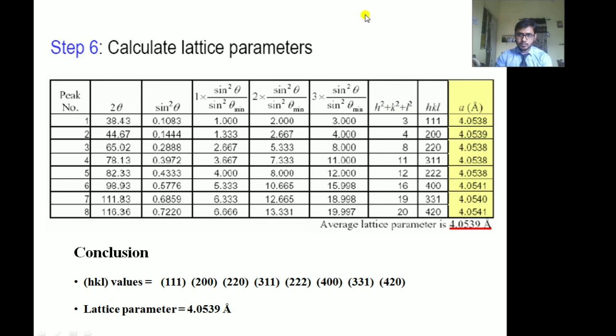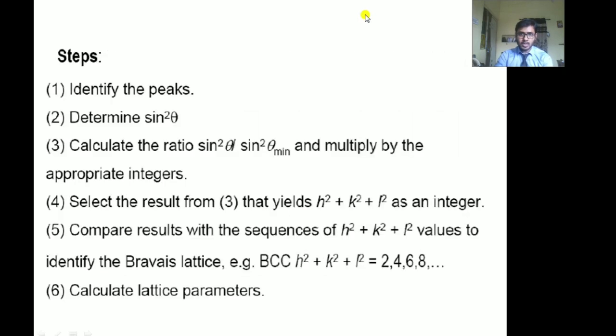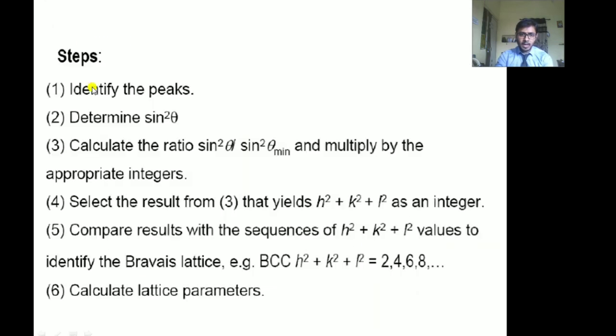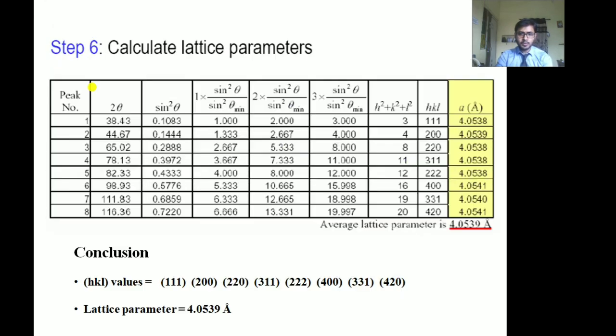So let me show this slide. See, if it is face centered, the first reflection will be 111, meaning h square plus k square plus l square is 3. So this cubic system is FCC, or face centered cubic. That may be one of the conclusions of this lecture. So this is the final conclusion: to find the HKL values, which are this, and the lattice parameter, this one, and the first reflection plane is 111, so this is face centered cubic.